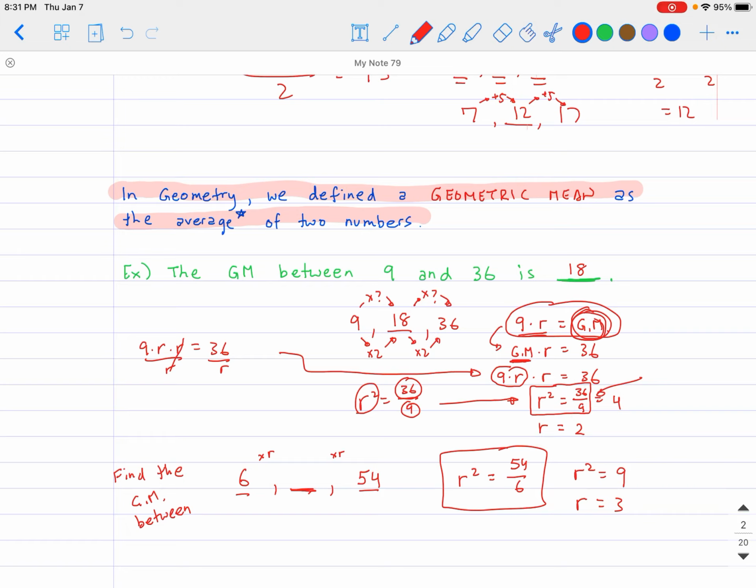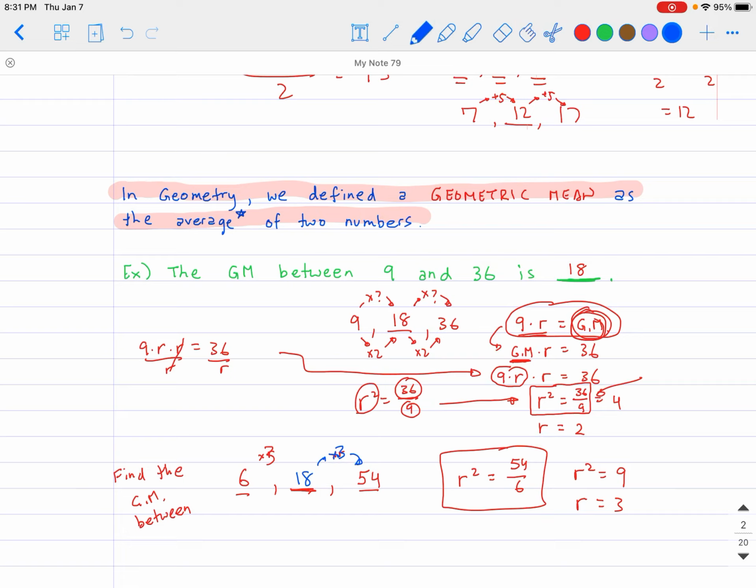So if I take my 6 and multiply it by 3, that would give me my middle number, which in this case is 18. And then if you notice, if I take that 18 and multiply by 3, that would get me to the 54. Okay, so that's how you find the geometric mean.